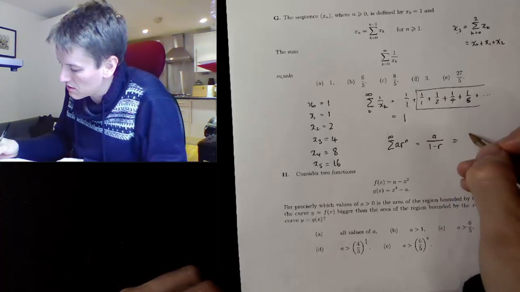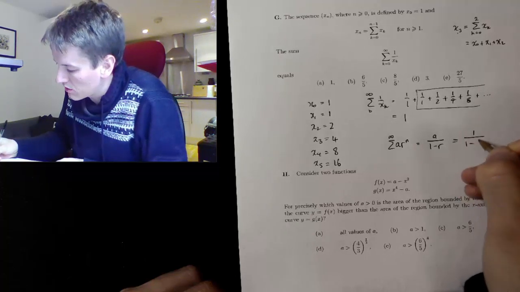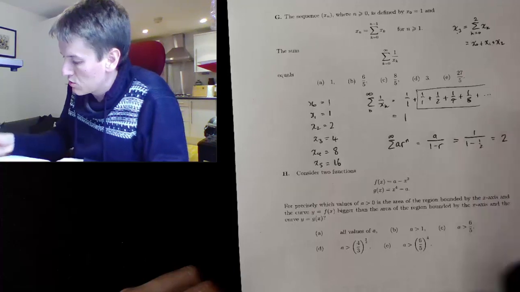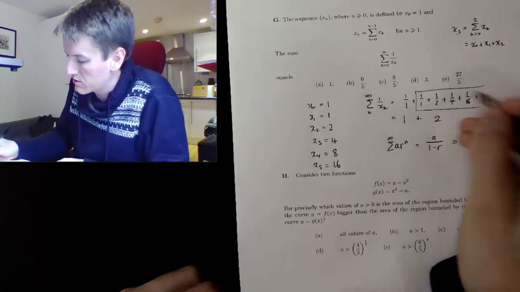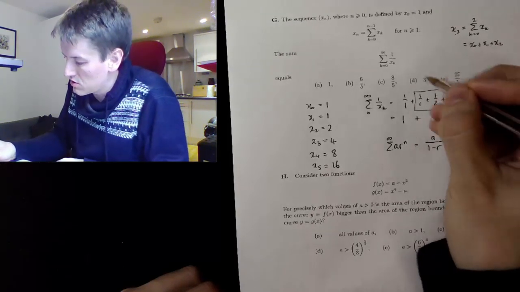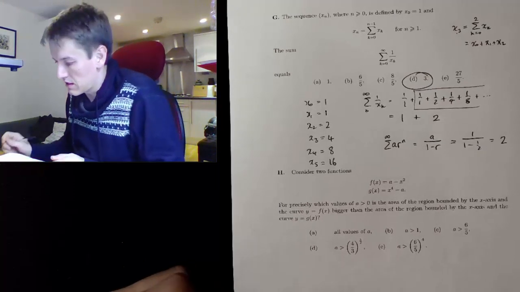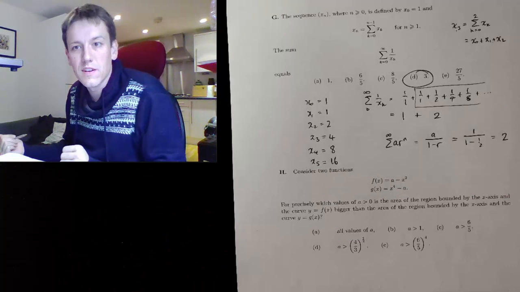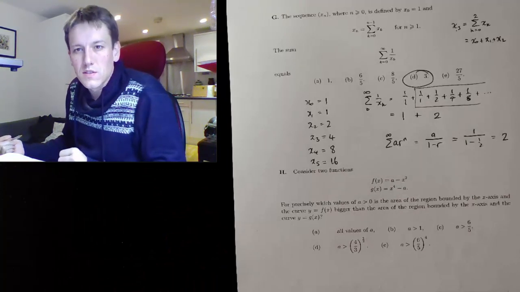So here the first term is 1, the common ratio is 1/2, so I get 1 over 1/2, which is 2. So actually I get 1 plus all of this stuff, which is 2. So the answer there is 3. I mean, you may be able to just see once you've written this much down that it converges to 3.